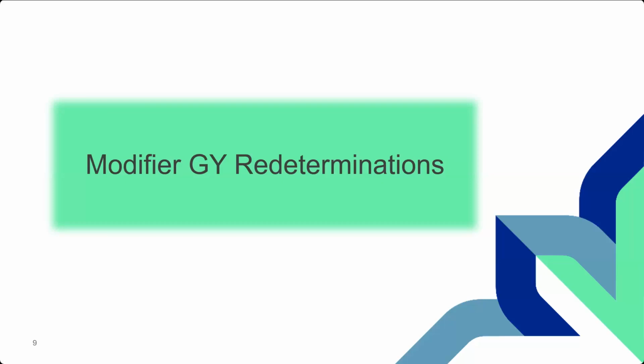Now, here's where our issue comes in at WPS. And this is what a lot of the questions are coming from with an ambulance supplier. So let me first say we're going to talk about modifier GY redeterminations. Redetermination is a level 1 appeal. The appeals process begins with the Medicare administrative contractor that processes your claim.